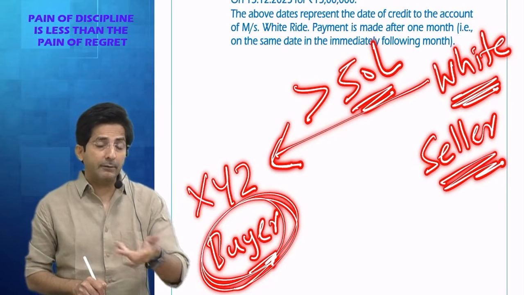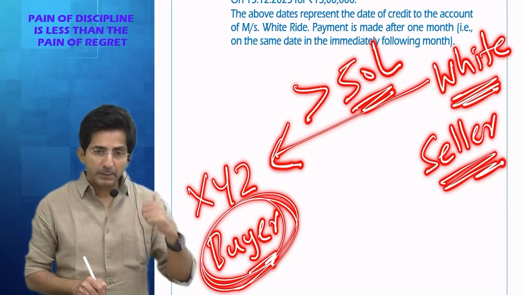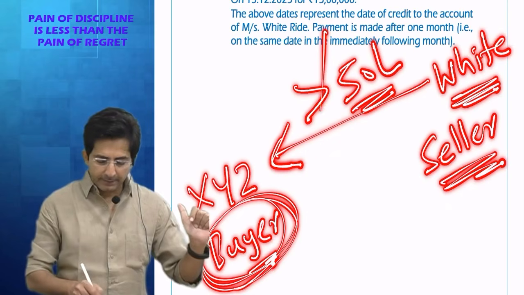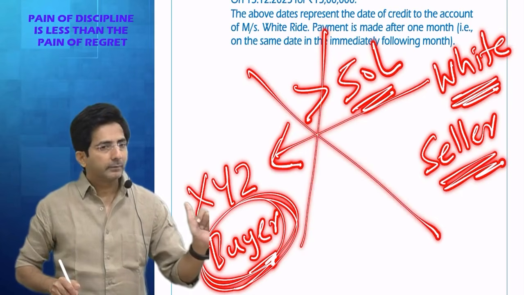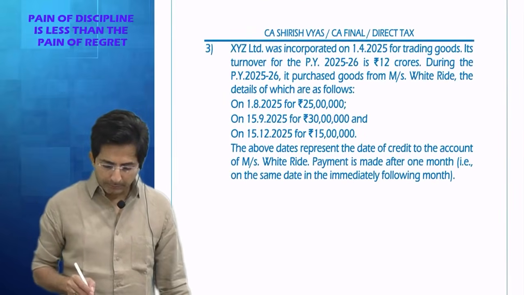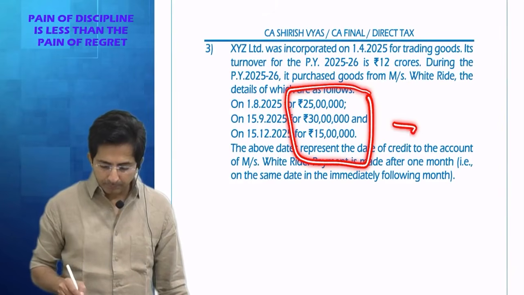So how can it have a turnover in the preceding year? Since the condition of preceding year's turnover exceeding 10 crores is not satisfied, TDS will not apply. Question was straightforward. TDS will not apply. Although the total purchase, if you see, the total purchase is exceeding 50 lakhs.